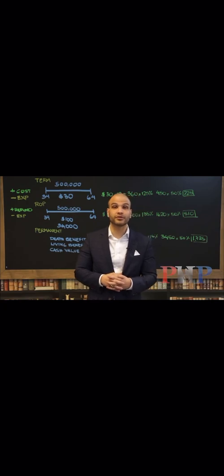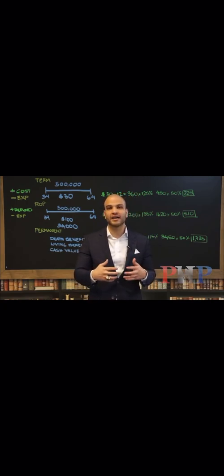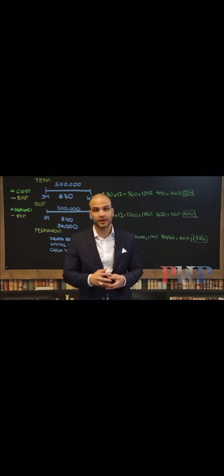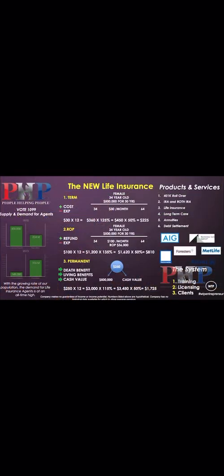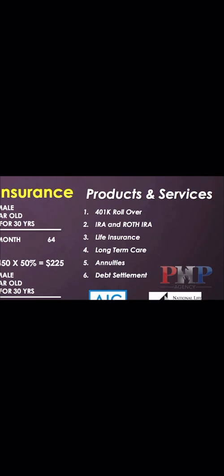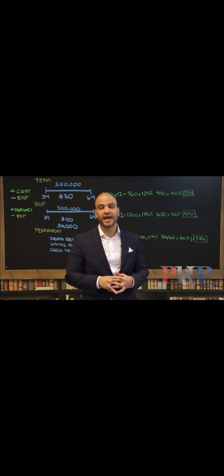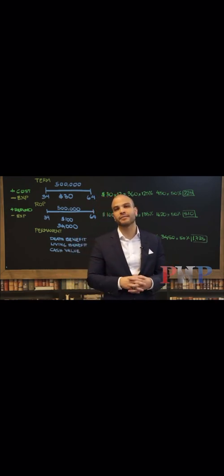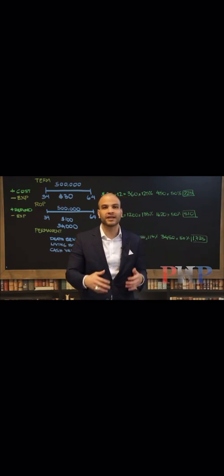Afterwards, you're going to explain the products and services that we offer to the family. For example, you're going to tell the person that you're meeting with that we do 401k rollovers, IRAs, Roth IRAs, life insurance, annuities, debt settlement, long-term care. And then you're going to ask the person, out of these, which ones are you familiar with? And guess what happened? 90% of the time, the person is going to say, I'm familiar with life insurance.